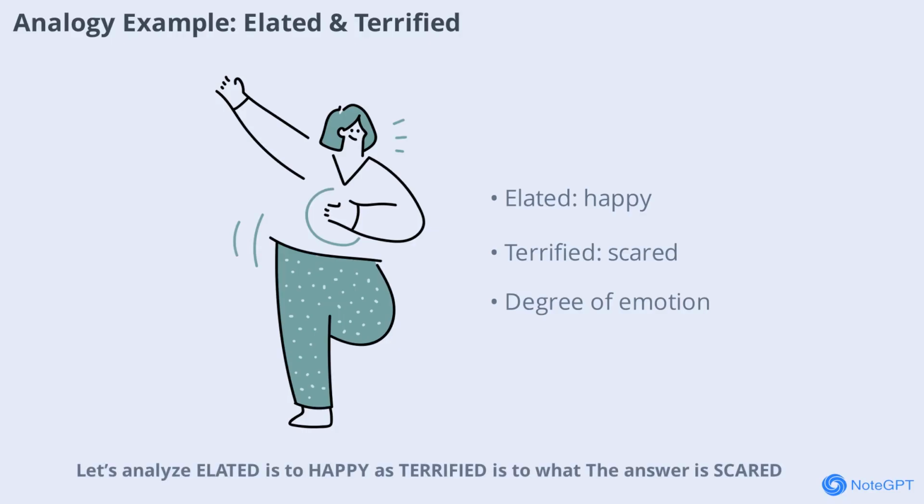Let's analyze. Elated is to happy as terrified is to what? The answer is scared. Elated is an intense form of happy, and terrified is an intense form of scared. This analogy is about degrees of emotion. When you see such pairs, think about the intensity or level of the feeling.